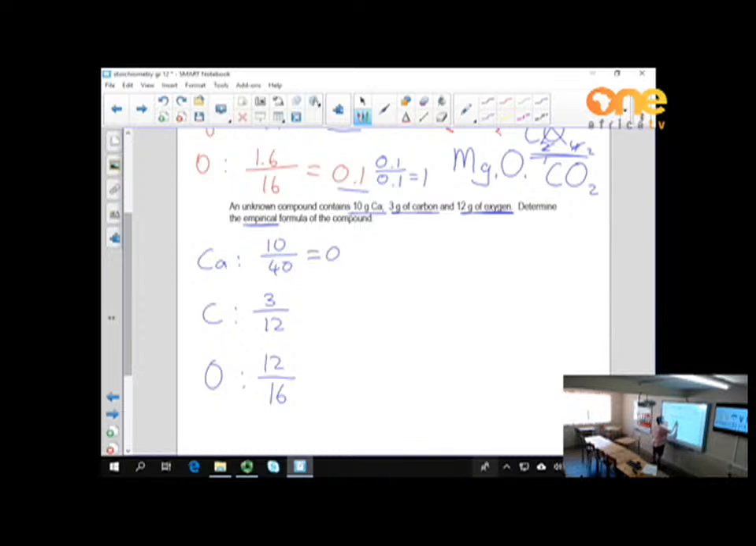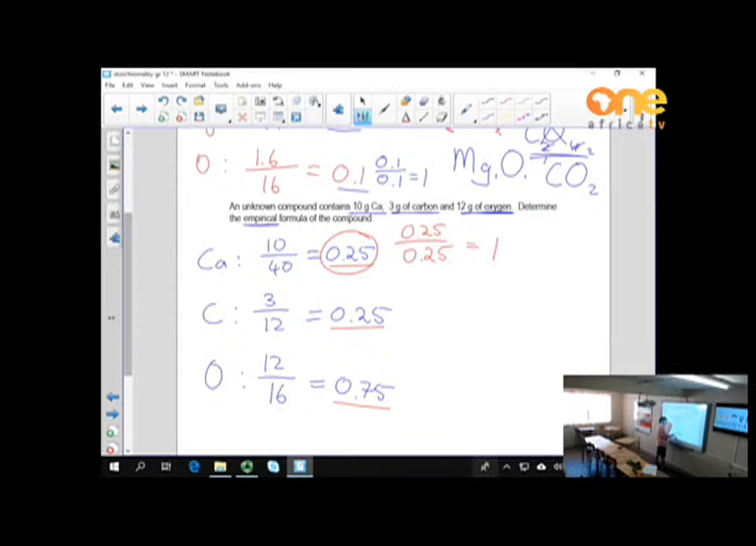That one is 0.25. 3 over 12 is also 0.25. And 12 over 16 is 0.75. Okay, so it seems as if the ratio is calcium 0.25, carbon 0.25, oxygen 0.75, but we want whole numbers. So what's the trick? How do we get whole numbers? We divide each one of them by the smallest number. What is the smallest number? 0.25. So we say 0.25 divided by 0.25 is equal to 1.